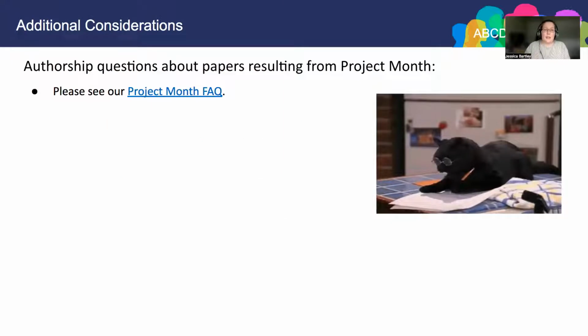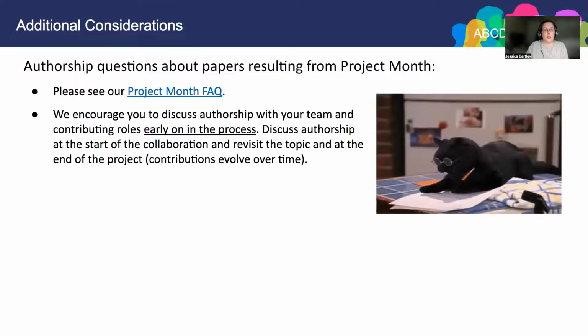And then last consideration here that I want you to just be thinking about as you're going into things. One issue that could be good to think about is authorship questions about papers that result from project month. More detail about this topic can be found on our frequently asked questions, but basically what we encourage you to do here is to discuss authorship with your team and what the contributing roles are early on in this process. It's general great practice to discuss authorship at the start of the collaboration and to also revisit the topic at the end of the project because contributions evolve over time.